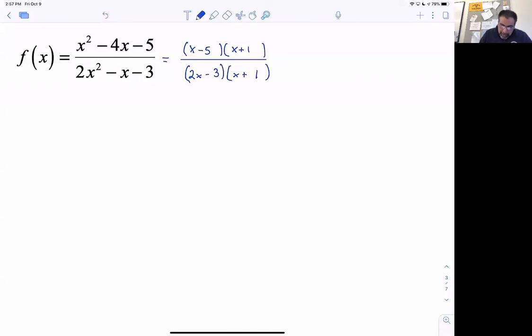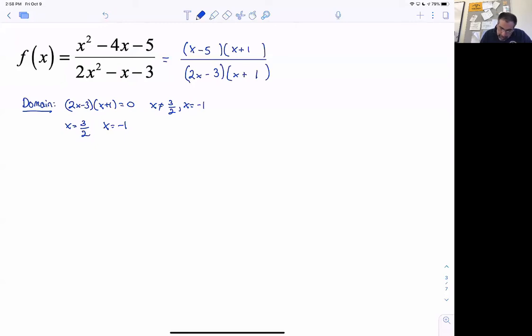So once it's factored, these are the steps. Step 1, find the domain. The domain is always going to come from the denominator. Our domain here is going to be where (2x minus 3) times (x plus 1) equals 0. That's going to give us x equals 3 halves in the first one, and x equals negative 1 in the second one. So x cannot equal 3 halves, and x cannot equal negative 1.